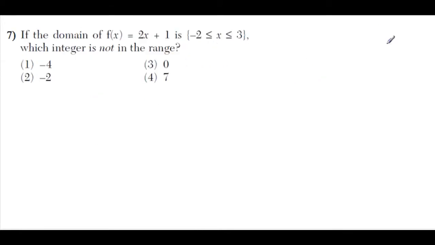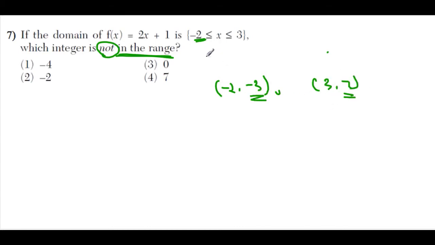Number 7. Which integer is not in the range? So which integer is not the y value? So when you plug in negative 2 here, and notice that this is a linear function, that means a straight line. So when you plug in negative 2 here, then we get negative 3. So negative 2 comma negative 3 is our lowest value. And then the highest value is 3. When you plug in 3, then we get 6 plus 1, which is 7. So negative 3 to 7 is the value that will be within our range. That makes negative 4 not in the range.